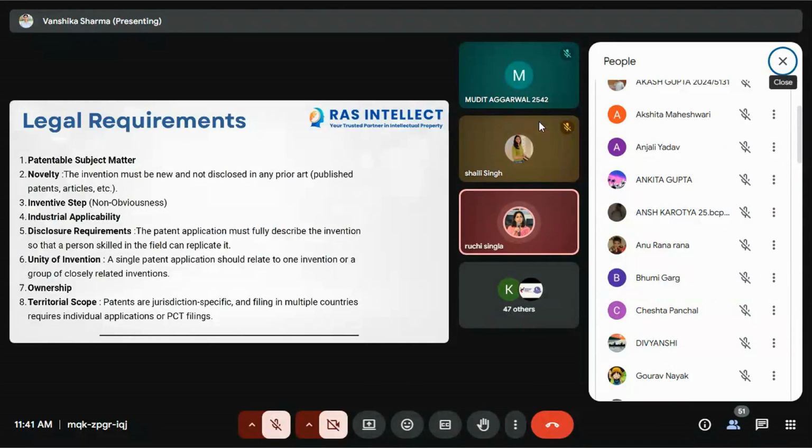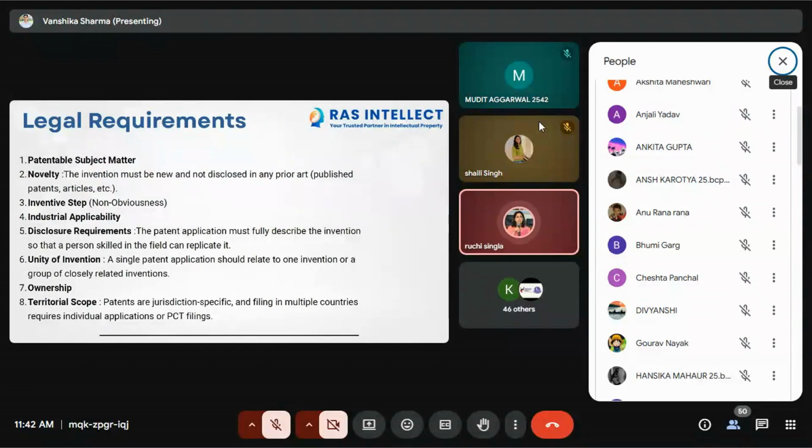Next is industrial applicability. So it should be useful to the community. It should be useful in the industry, in any kind of industry. If you are management students, then management is the industry, the business processes, so it should be beneficial for business. It is not that you have protected it and are just moving forward with an invention with no use. So that cannot be patented. Any invention you want to go for protection, it should have industrial applicability.